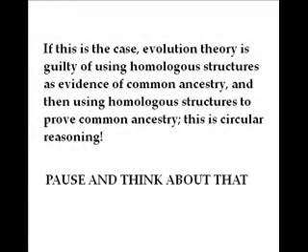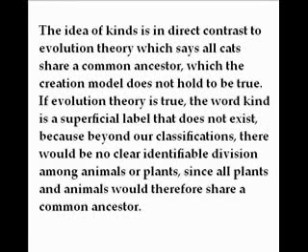If this is the case, evolution theory is guilty of using homologous structures as evidence of common ancestry and then using homologous structures to prove common ancestry. This is circular reasoning. The idea of kinds is in direct contrast to evolution theory, which says all cats share a common ancestor, which the creation model does not hold to be true.